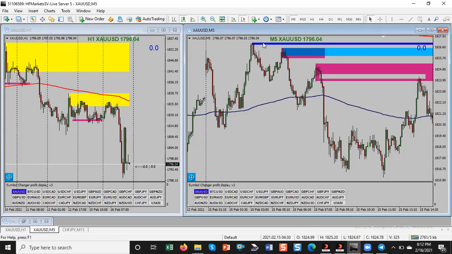Once that zone is created in the 5 minutes time frame, we are waiting for another zone to be created below it. We don't want to depend on this first zone that is created. We want to have a new zone created under it as a confirmation that price is actually about to reverse from this point.